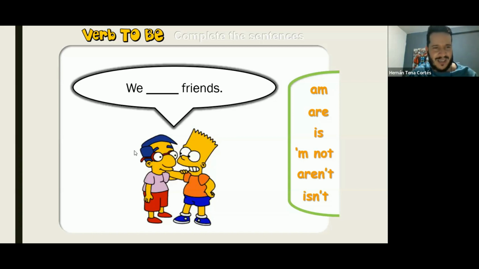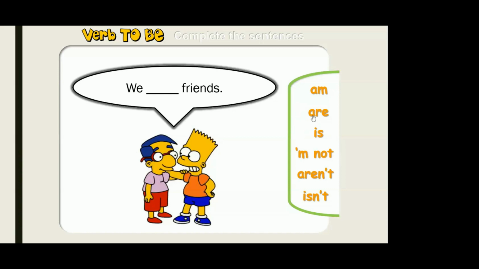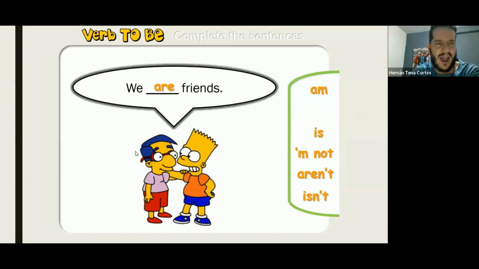Joan me va a ayudar con esta, Joan. We friends. Y Joan, ¿cuál verbo to be podemos utilizar para completar la frase allí? What do you think? We friends. We are friends. We are friends is correct. Correct. All right, Joan, very good. You're on fire.